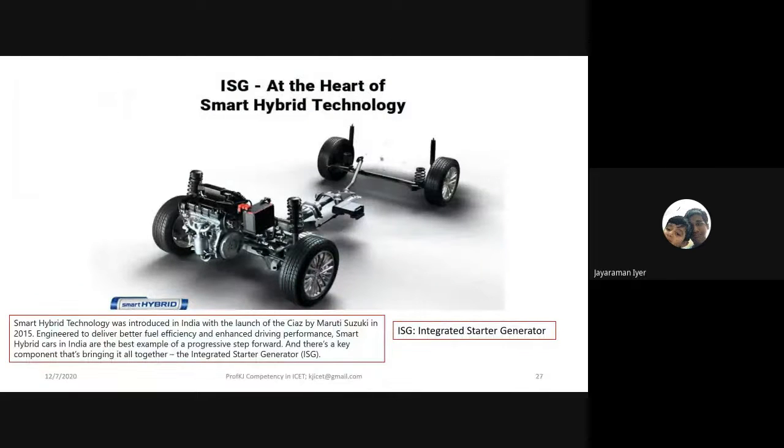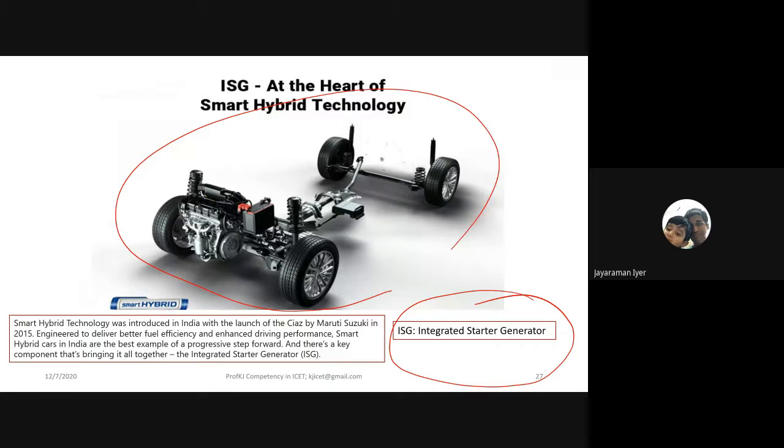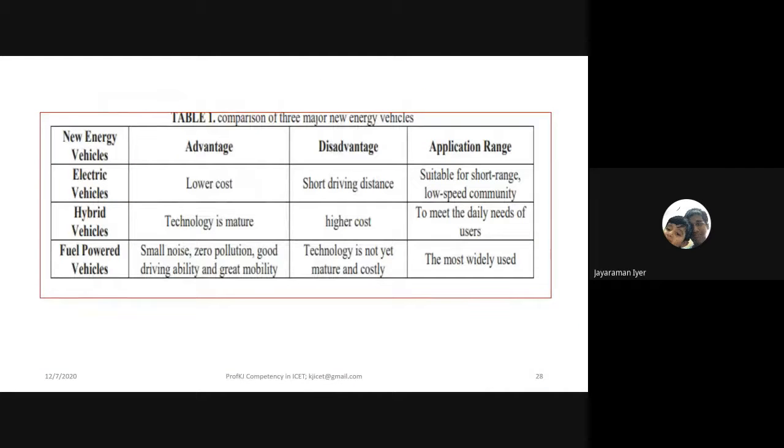And I took this hybrid technology. Oh, there's one more thing, which is hybrid. Look at it: integrated starter generator. I don't know what it is. I have not studied this further. But there is something new coming. Your electric car, diesel car, everything is coming up. Okay. So there are various comparisons of the energy vehicles.